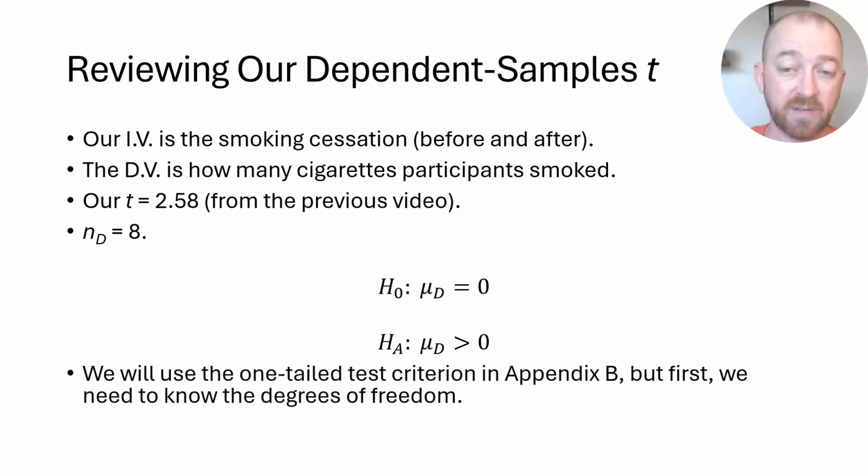Because we specified the direction of our mean difference in this alternative hypothesis, that means that we're using the one-tailed test criterion. So again, I'll walk you through that just briefly, but if you're not sure about that, I have a previous video that explains the one-tail versus two-tail criteria. Okay, so once again, we have a dependent samples t-test. We need to first calculate the degrees of freedom once we have our t-value already, which we already do.